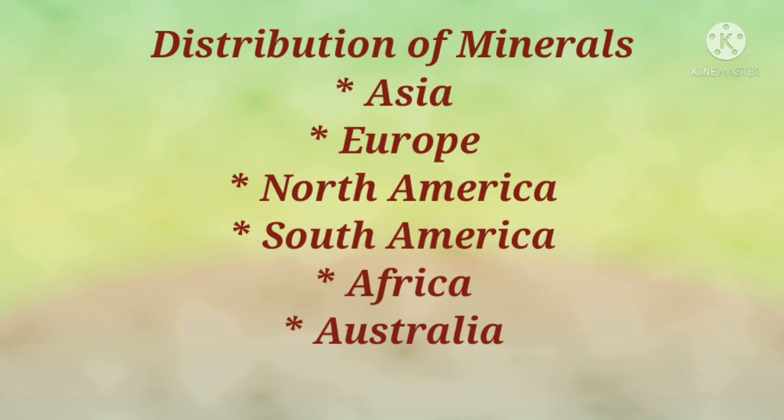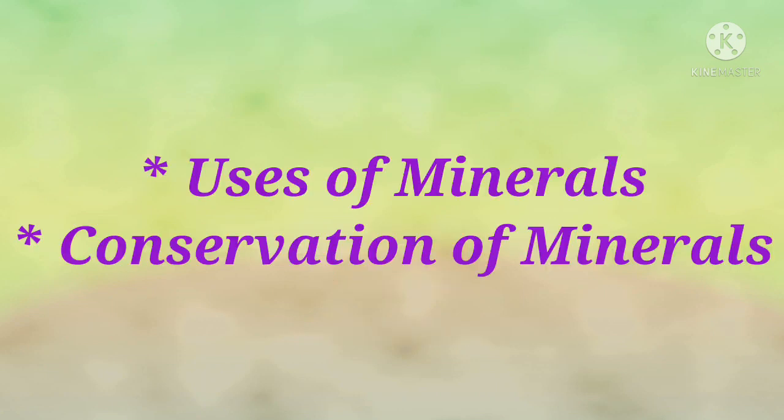Moving on to understand uses of minerals and conservation of minerals. Students, we know minerals are important in many industries. See, they are used in gems. Yes. Students, we know iron and copper are metals used in almost everything. See, copper is present in everything from coins to pipes and electricity wires.